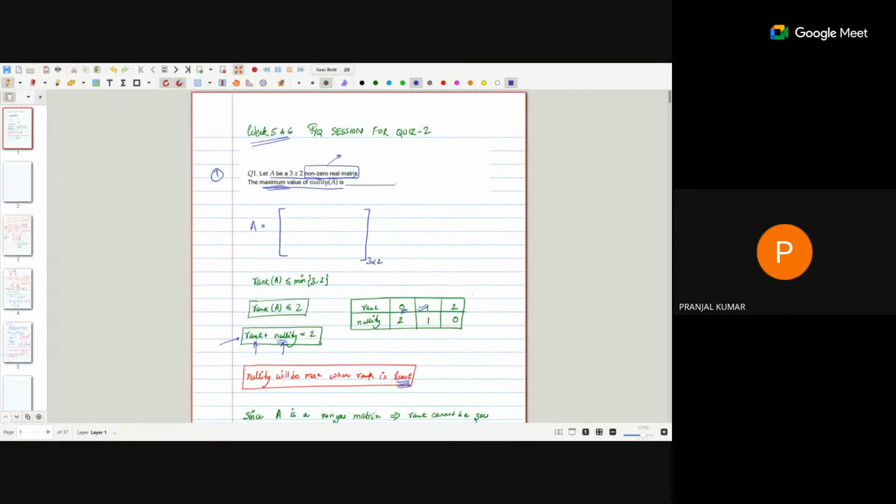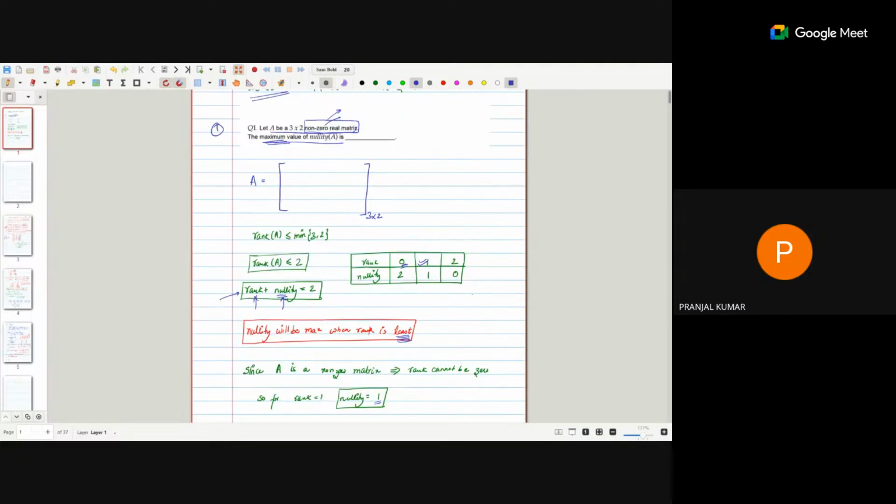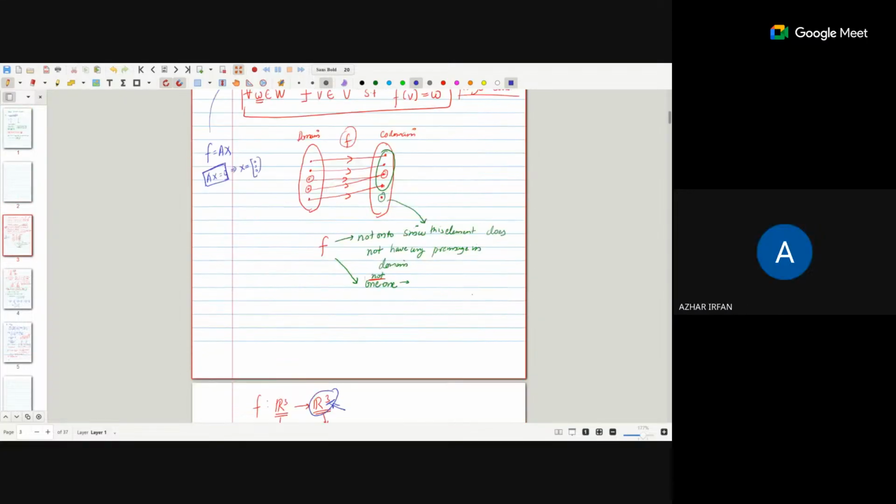Is this clear? Yes, sir. So here the maximum value of the nullity will be 1, because it is given as a non-zero real matrix. If the rank had been 0, then it could be possible. Since it is a non-zero real matrix, it has to have a rank of at least 1. So when rank is 1, we will have the maximum value of nullity, that is 1. So that's why its answer is 1. Is this clear? Yes, sir.